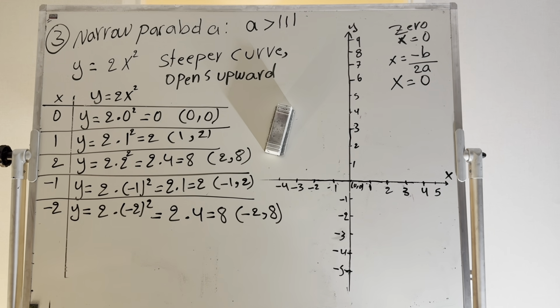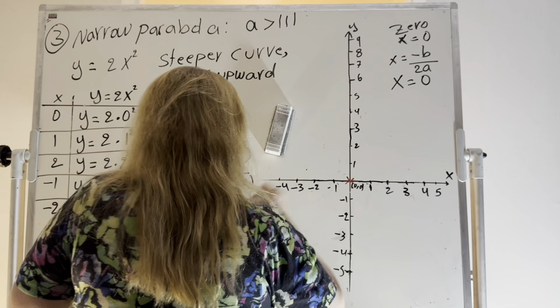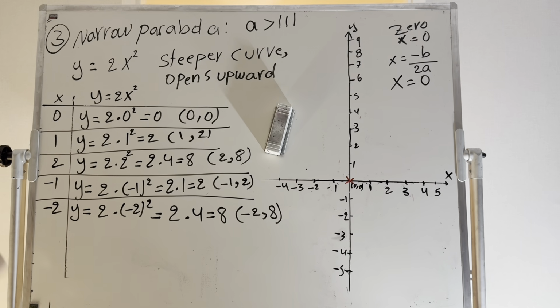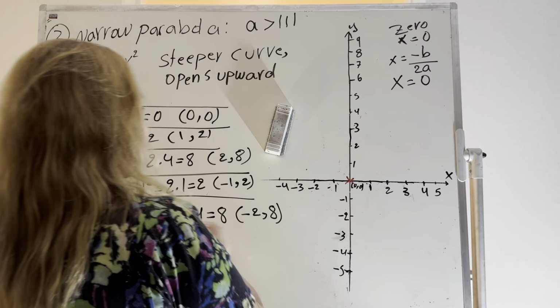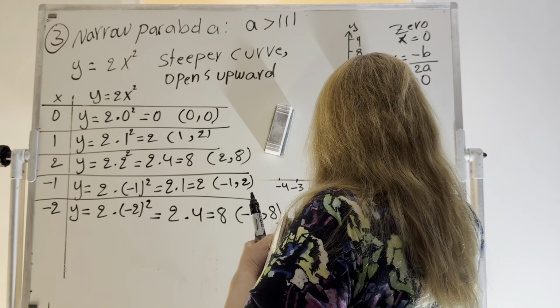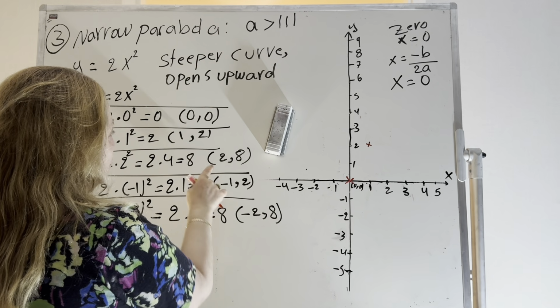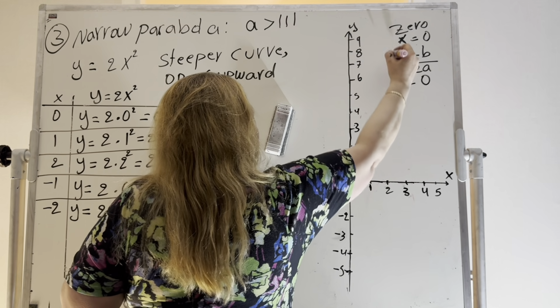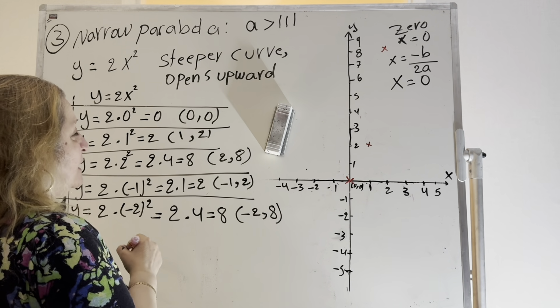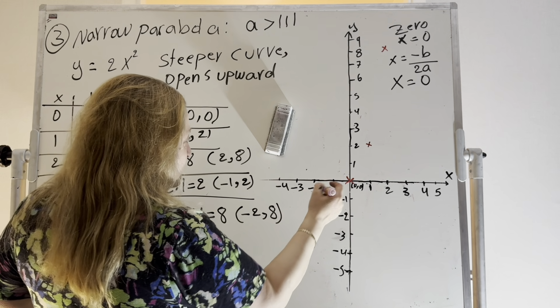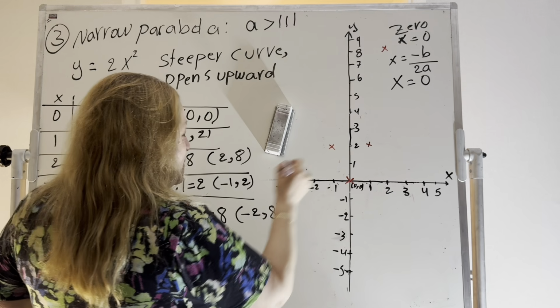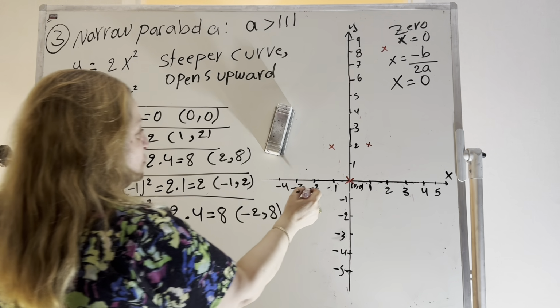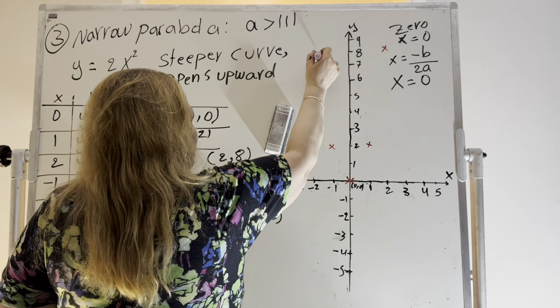Now can I draw the line, and I know x equals 0, and when x equals 1, y equals 2. When x equals 2, y equals 8 here. When x equals minus 1, y equals 2. And when x equals minus 2, y equals 8.